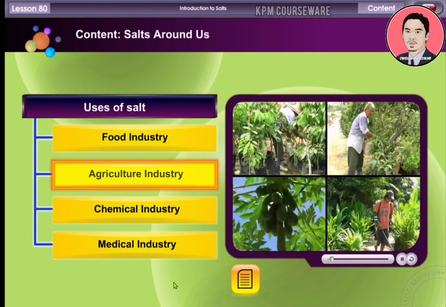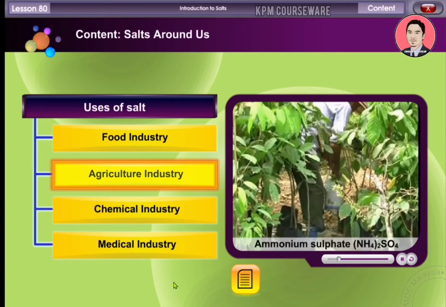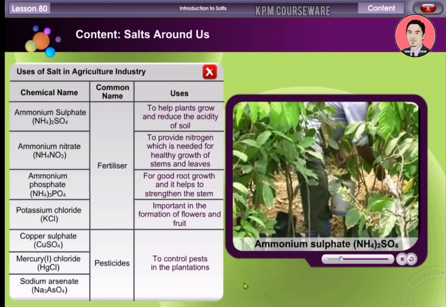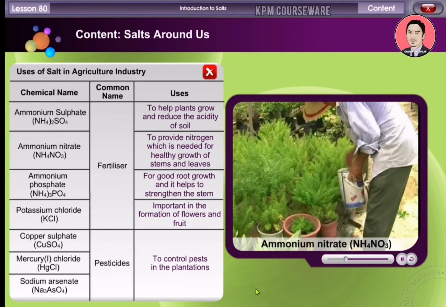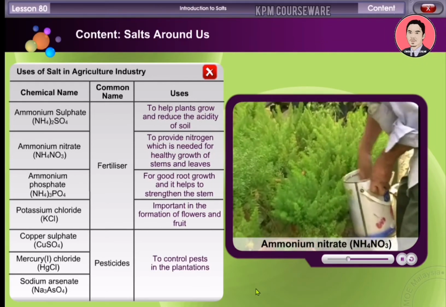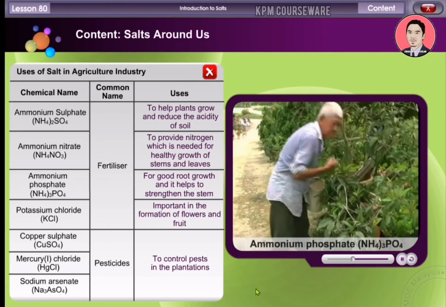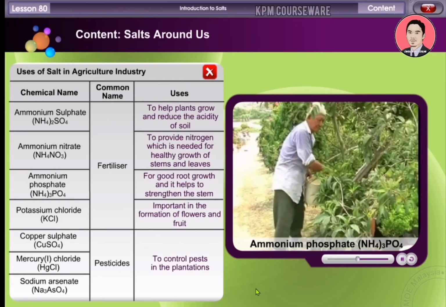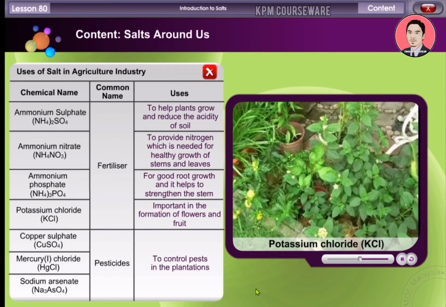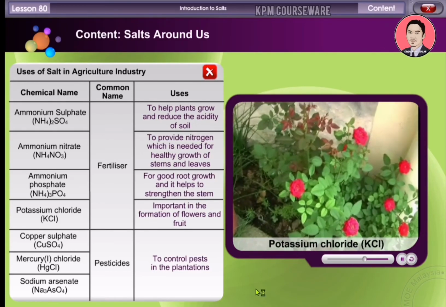Uses of salt in agriculture industry. These are fertilizers. Ammonium sulfate is used to help plants grow and reduce the acidity of soil. Ammonium nitrate provides nitrogen, which is needed for healthy growth of stems and leaves. Ammonium phosphate is used to strengthen stem and root growth. Potassium chloride is important in the formation of flowers and fruits.